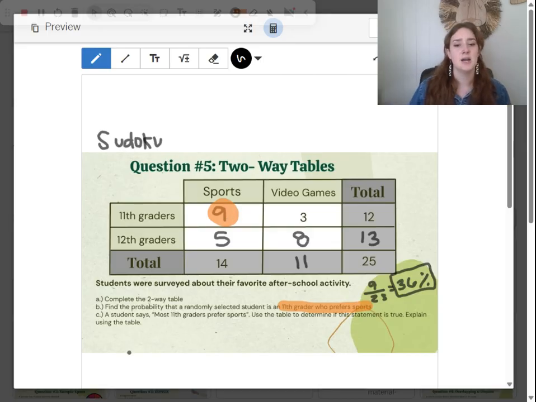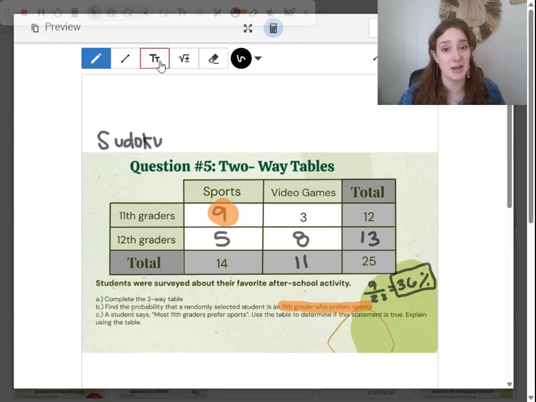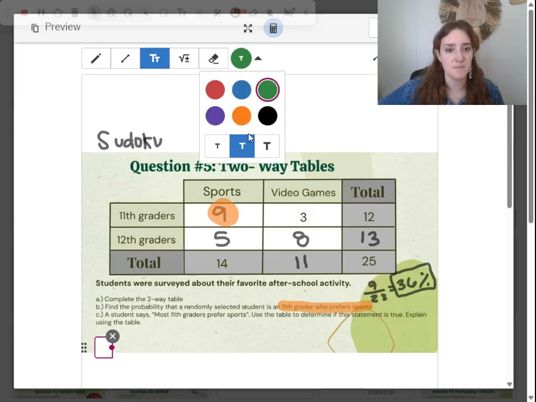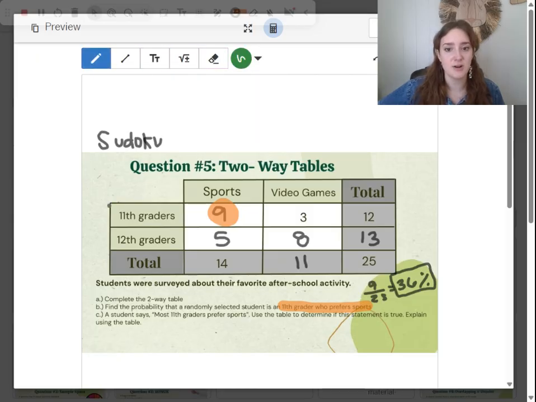And a student says, most 11th graders prefer sports. Use the table to determine if this is true. Explain using the table. So this is where we're going to have to type out our answer in part C, because we're reading the table, reading the statement, determining if it's true or false, and explaining. So this student says most 11th graders prefer sports. Okay, so let's compare. Here are 11th graders on this row here. There are 12 11th graders that were surveyed, and 9 of them preferred sports.